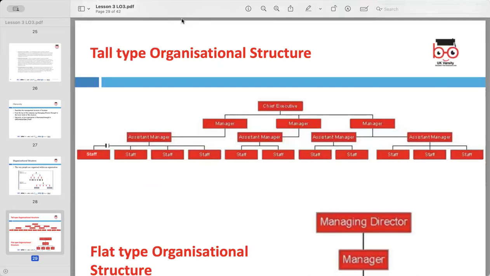Right, so tall type organizational structure and flat type organizational structures. We discussed this in our previous lecture as well. A tall organizational structure is categorized by multiple hierarchical levels, resulting in a significant number of managerial layers and narrow span of control. Conversely, a flat organizational structure features fewer hierarchical levels, resulting in a shorter chain of command and broader span of control. Each structure has its advantages and disadvantages, impacting factors such as communications, decision making, and organizational agility.